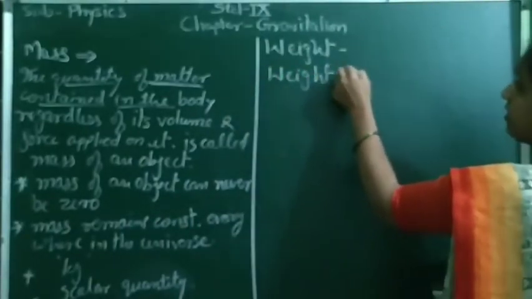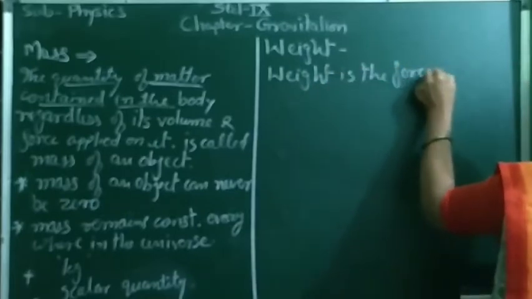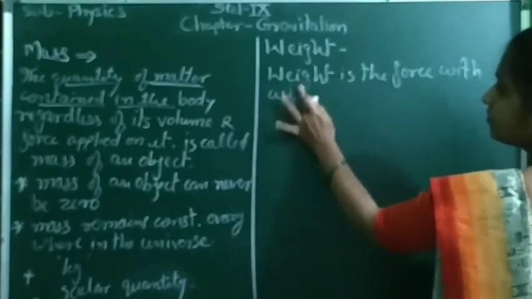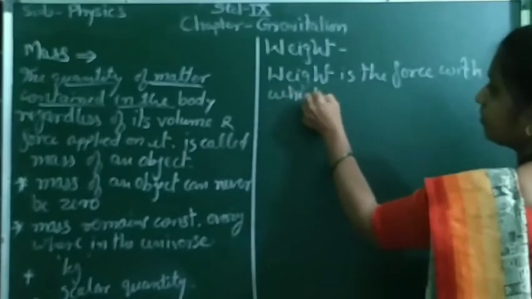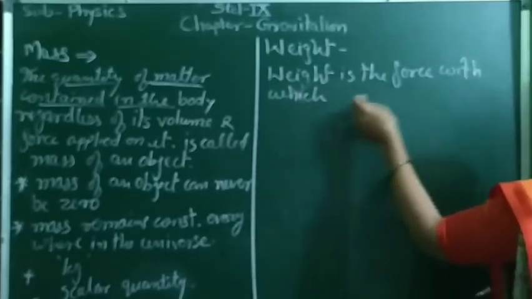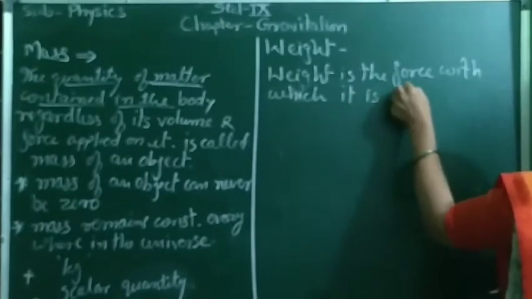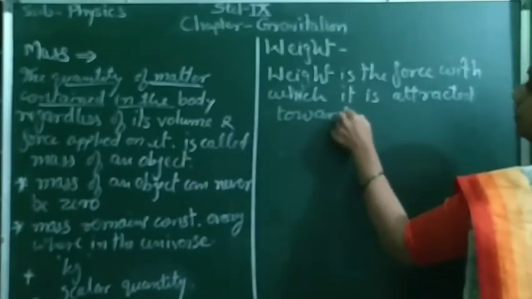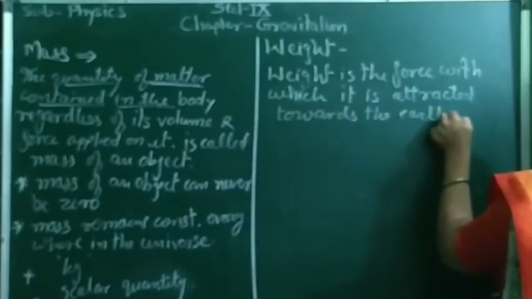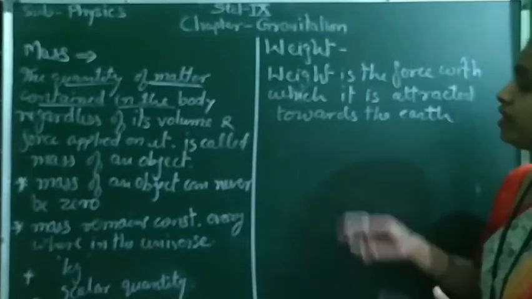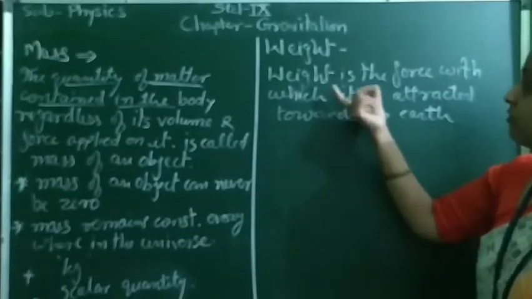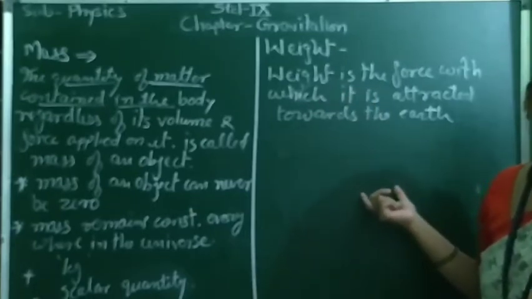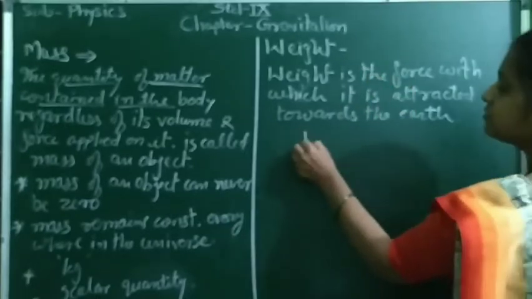Weight of an object is the force with which it is attracted towards the earth. Or we can say weight is the force which is acted by the gravity. That is also called the weight of an object.